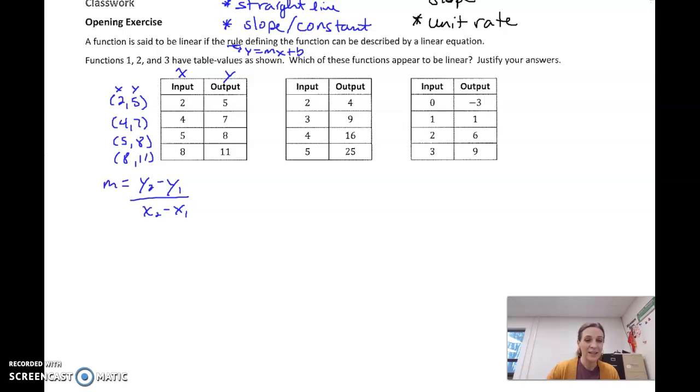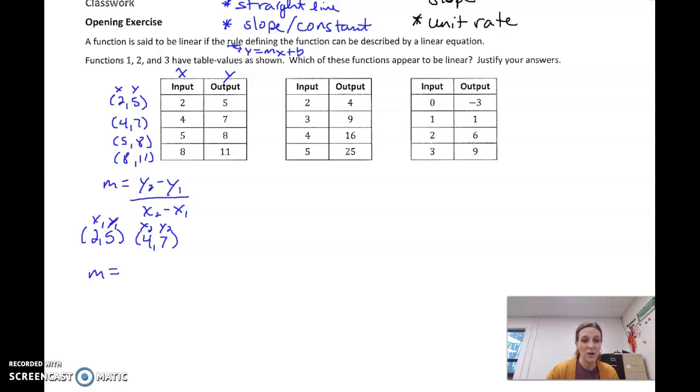Okay, so we have to pick basically a whole bunch of different pairs. So let's start with (2, 5) and (4, 7). We've got to make sure that the slope between them is the same. So I'm going to start with (2, 5) and (4, 7): x sub 1, y sub 1, x sub 2, y sub 2. Now remember, it doesn't matter which one you pick to be your first point and second point, but both the x and y have to be sub 1s, both the x and y have to be sub 2s. Now all we do is fill it into this formula here.